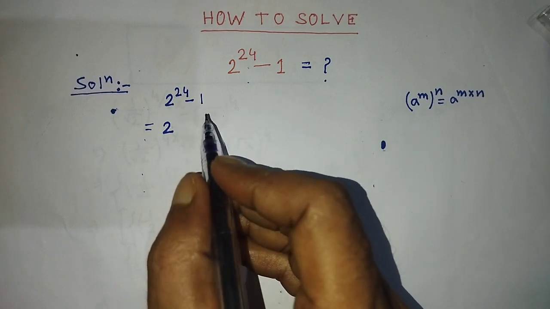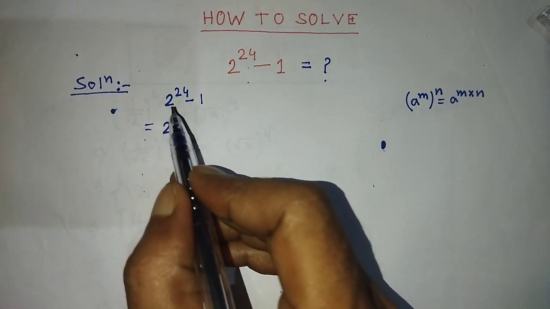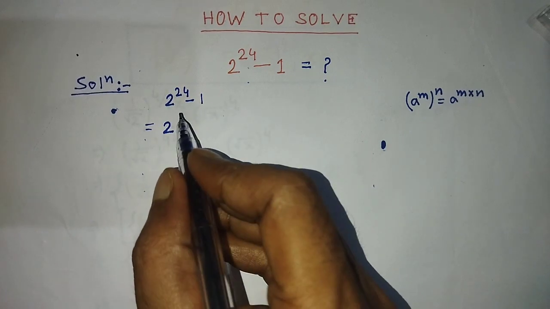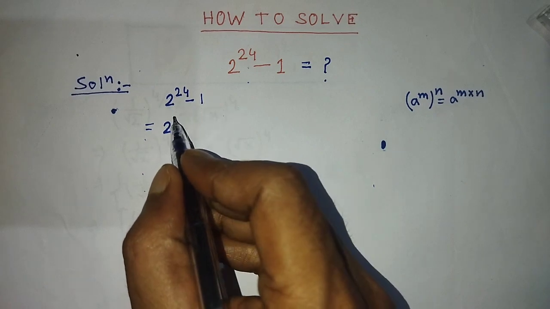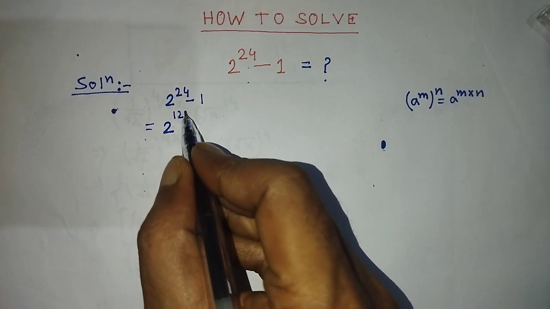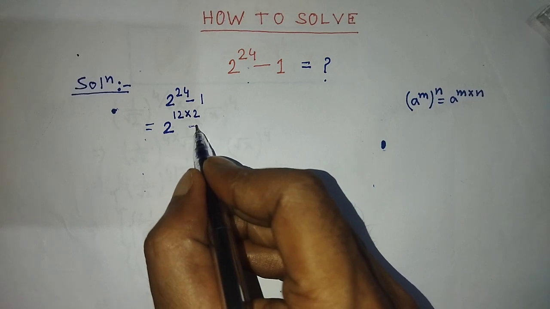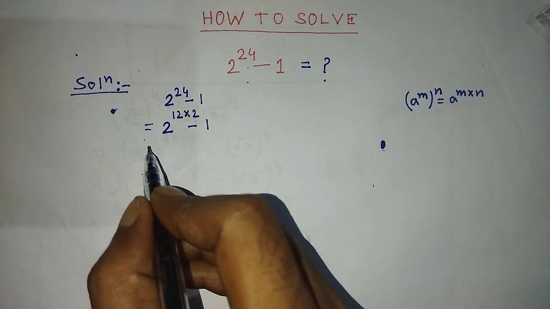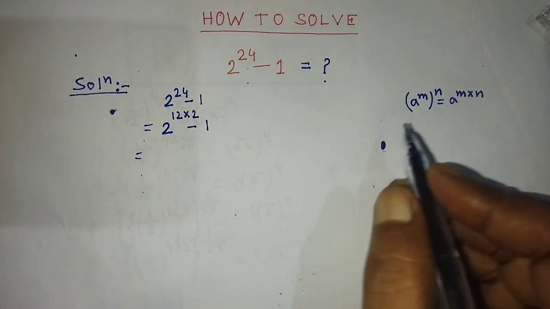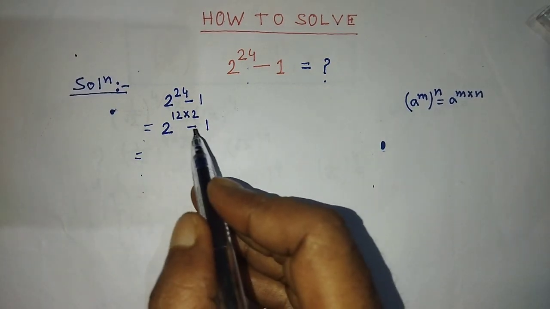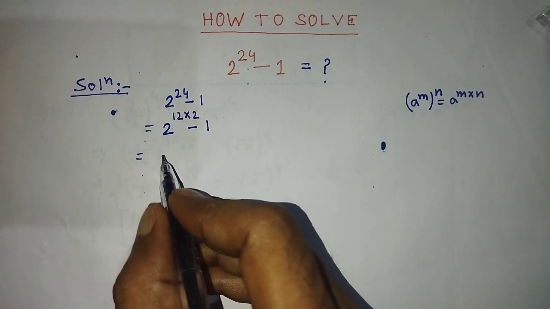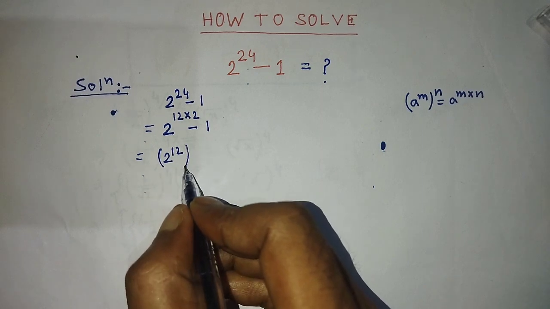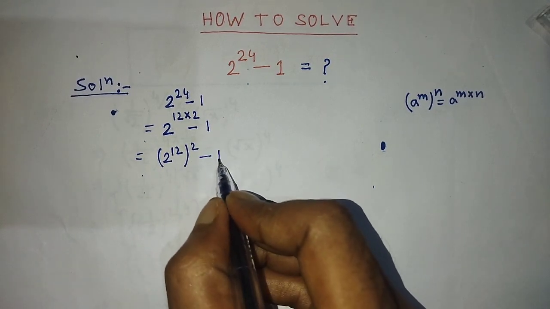So student, to simplify this algebraic expression, first of all we have to write 2, and in the place of 24 we have to take 12 into 2, minus, again we have to write 1. Okay student. After that we have to apply this formula on this algebraic expression. So we can write 2 to the power 12 whole to the power 2 minus 1.